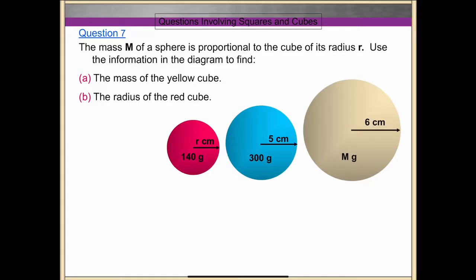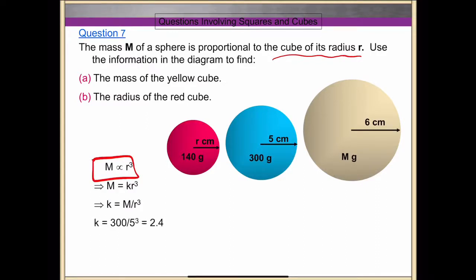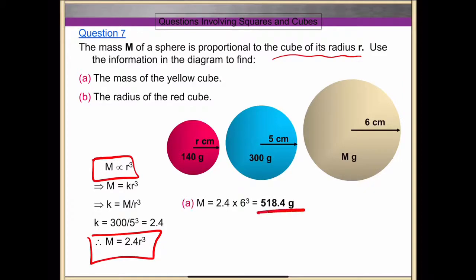Try this question now. Okay, so the previous was kind of an example. So the mass m of a sphere is proportional to the cube of its radius r. Okay, cube of its radius r. There we go. 2.4. Relationship. Two solutions.